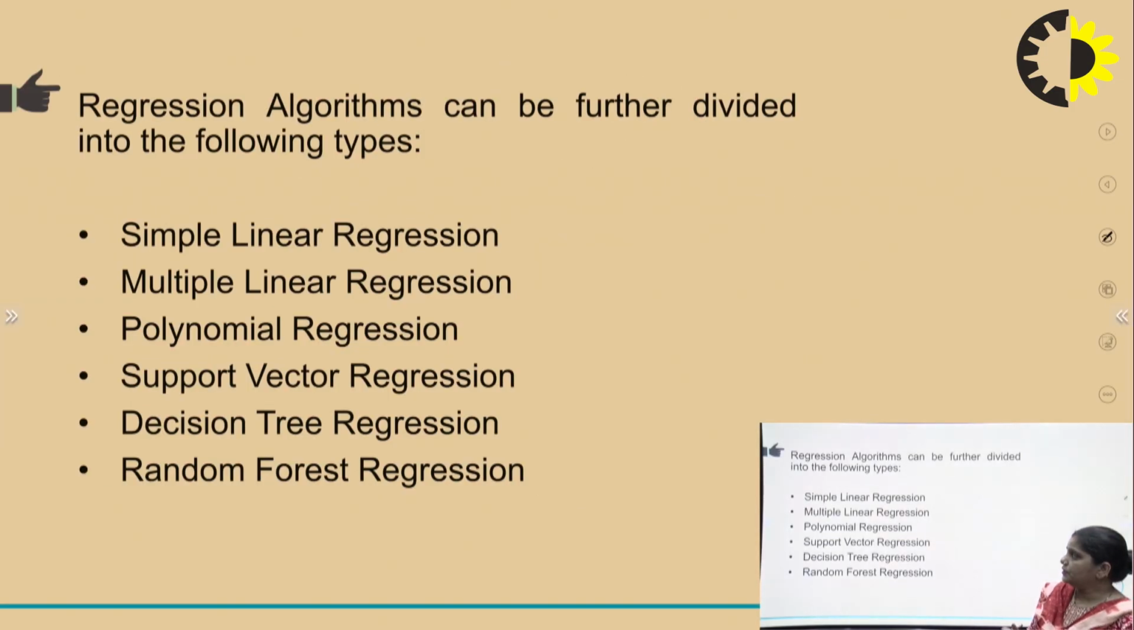Just like classification algorithms, regression algorithms also have different types, like support vector regression, decision tree regression, random forest regression, polynomial regression, multiple linear and simple linear regression. In simple linear regression we have only one independent variable, and in multiple linear regression we have so many independent variables.